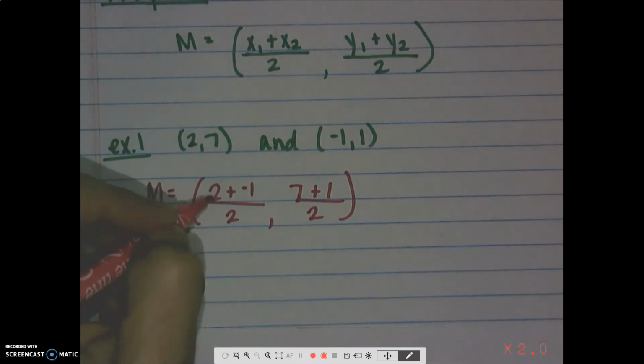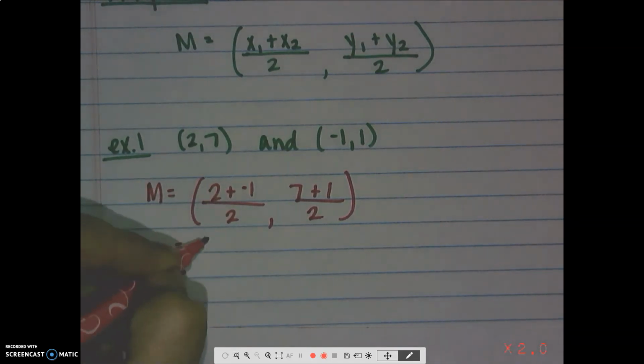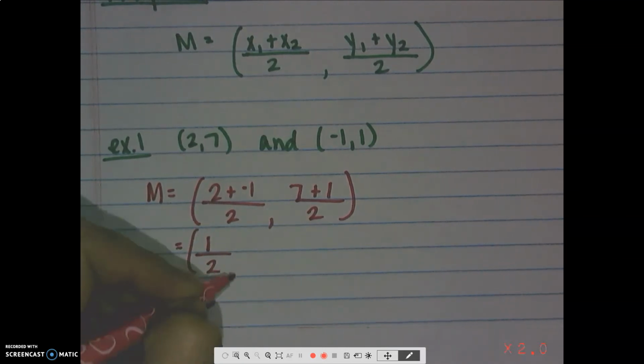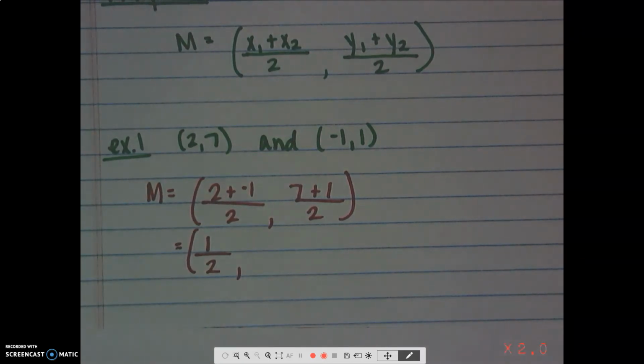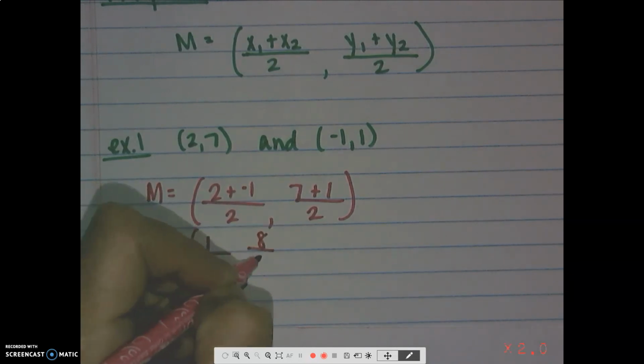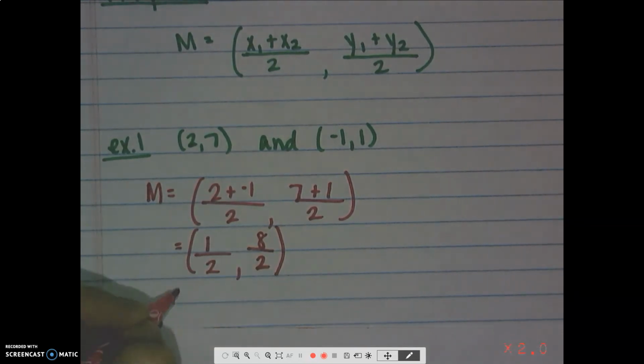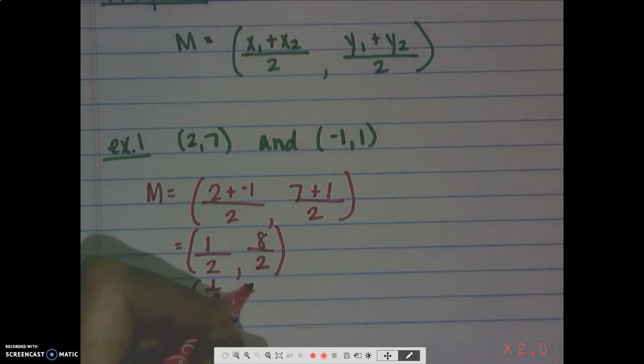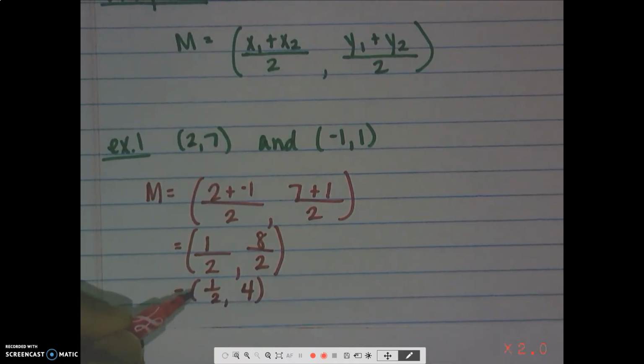For this, 2 plus negative 1 is a positive 1, and then that's divided by 2. So you could say 1/2 if you want, or you could say 0.5. That's also okay. 7 plus 1 is 8 divided by 2, which simplifies to 4. You could leave the first one as 1/2 if you wanted. Whether you're writing that as a decimal or as a fraction doesn't matter, but you do need to simplify your fractions.